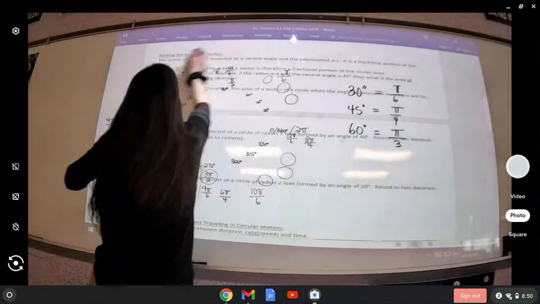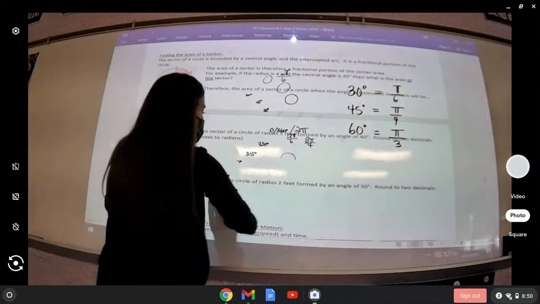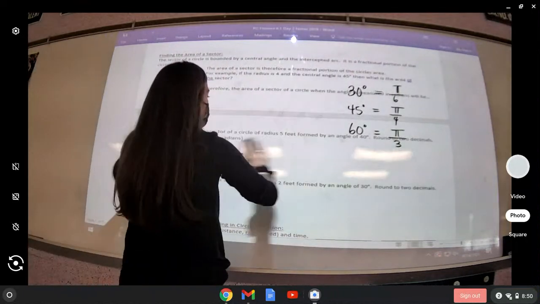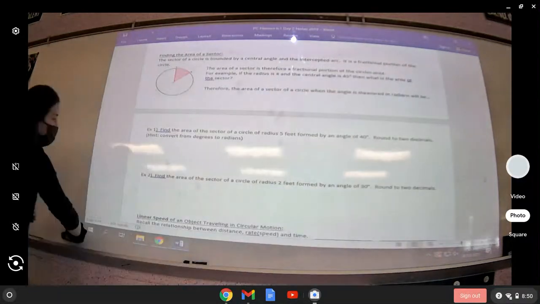Is the calculator needed for these problems? Actually, no. Oh, okay. These are quite simple. I was like, should I run it over? I don't think you'll need it.